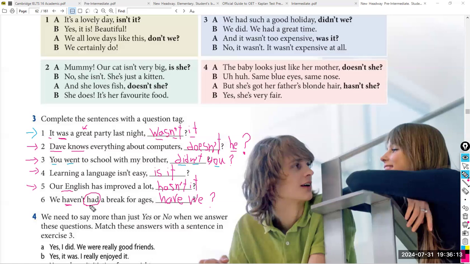Please practice using the question tag. Find someone to speak English to, and don't stop using this rule until you practice this rule. Okay?